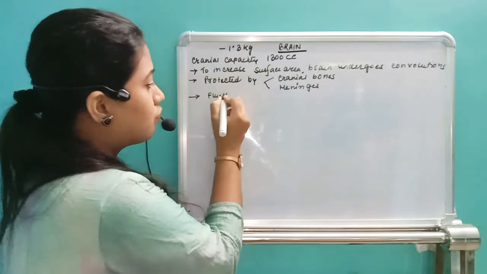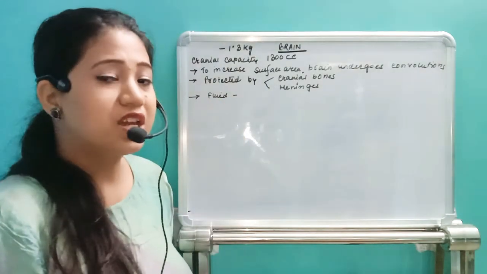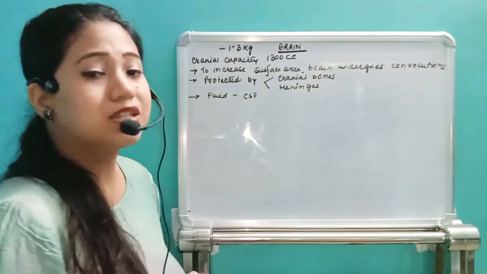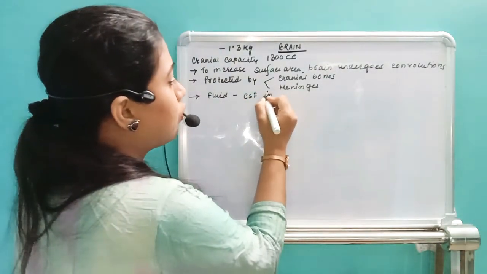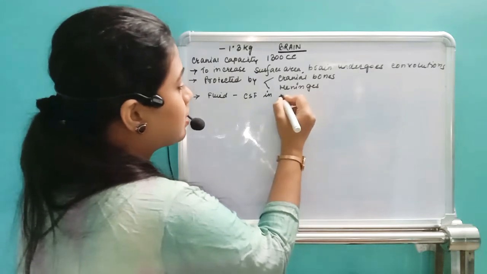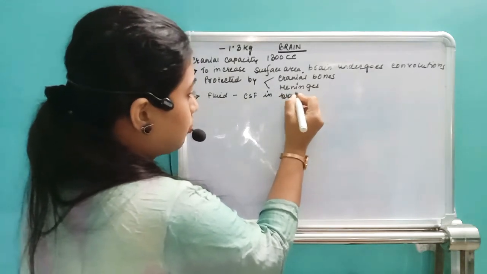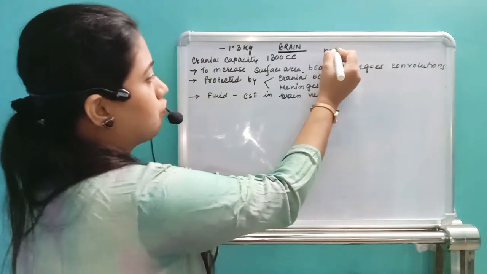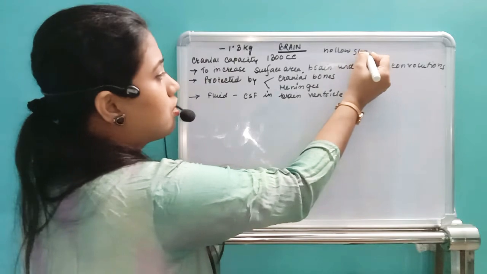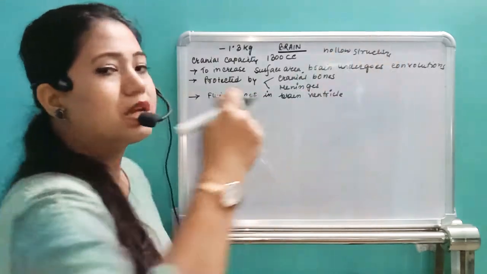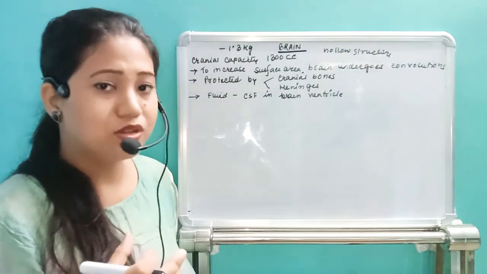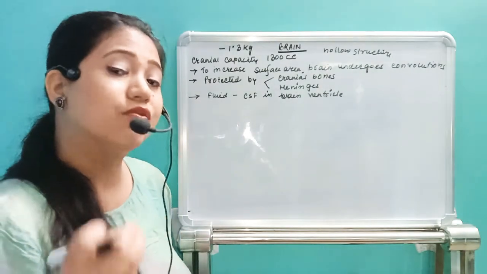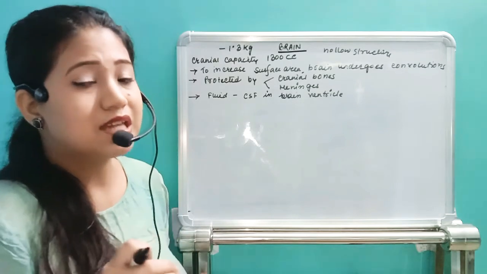We have a type of fluid which will carry the nutrients and the gases, that is called CSF. And where the CSF is present, it is present in some hollow spaces of our brain, that is called brain ventricles. Okay, so the brain is a hollow structure. Why is it called a hollow structure? Because it is not compact from inside completely. Our brain has holes in it. It's not fully compact. It has holes, and within the holes the CSF is present.